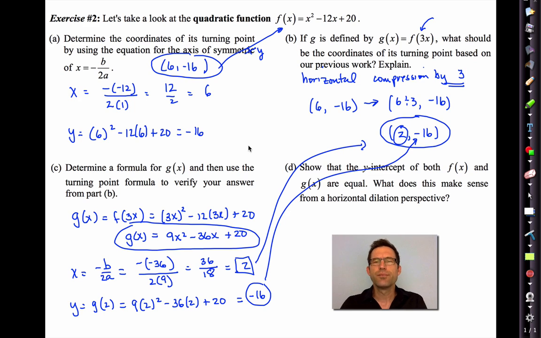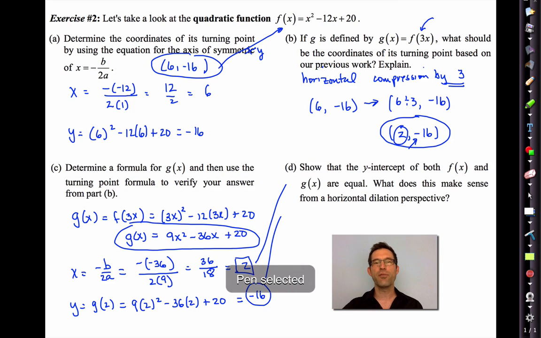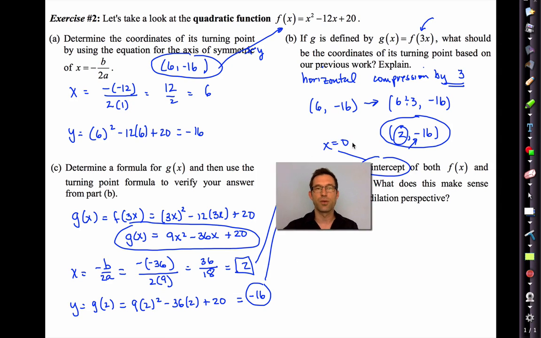Now letter D, which we can barely read because of all the arrows, let me get rid of some of those. Letter D says, show that the y-intercept for both f of x and g of x are equal. Why does this make sense from a horizontal dilation perspective? Okay, well, y-intercept, that's simple enough. That's when x is 0.